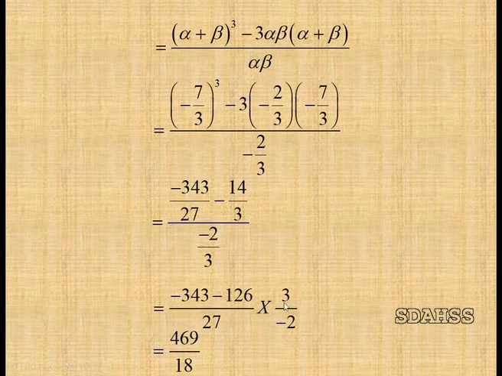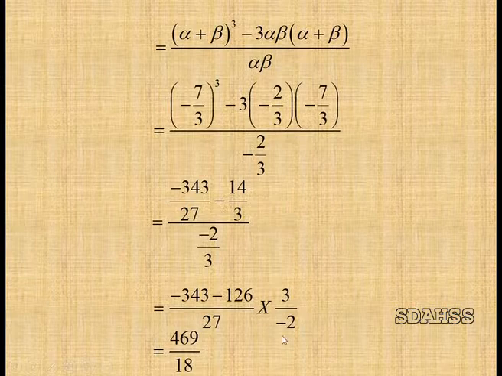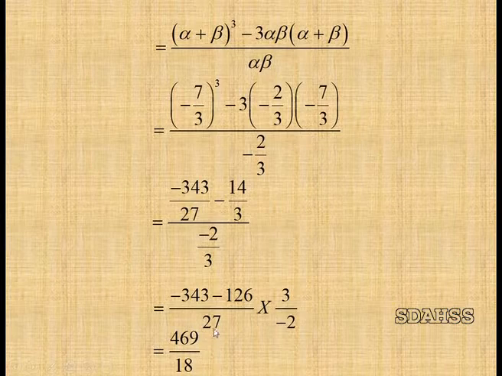Minus 469, cancel by 3 table. So you have 9, minus 469. Here minus 2, so minus minus cancel. So plus 469, divided by 9 into 2, 18.